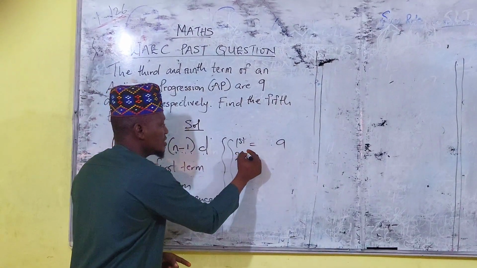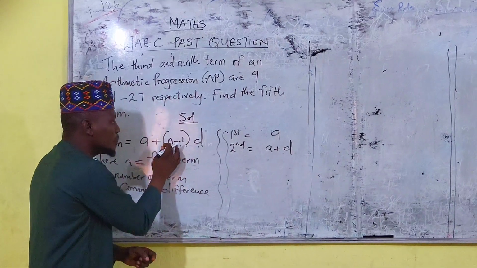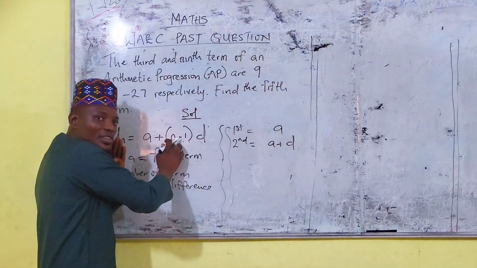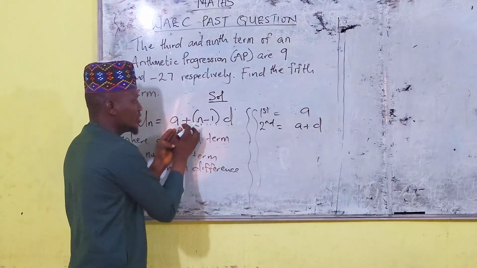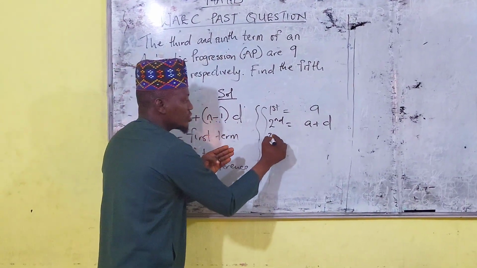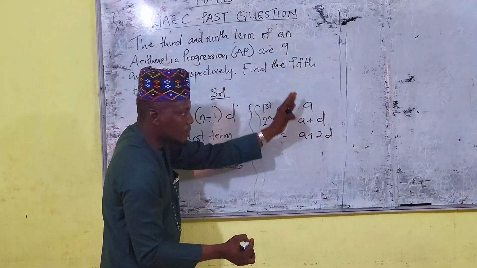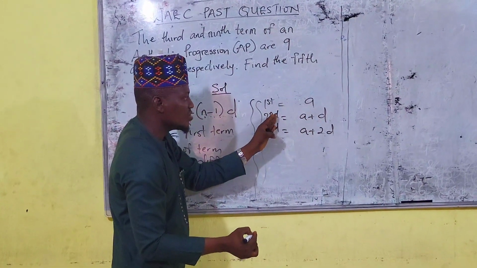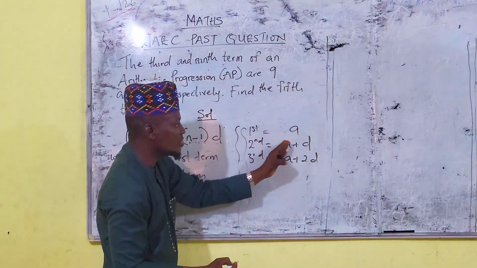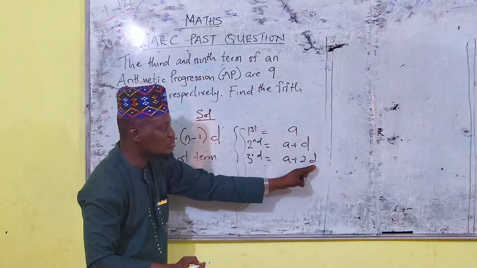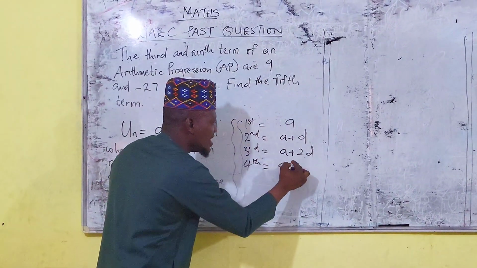So the second term will be a plus d. If you go with the third term, you put 3 as the number of terms. It will be 3 minus 1, giving us 2d. It will now be a plus 2d, which means our third term will be a plus 2d. Once you look at the pattern, the second one is a plus d, the third one is a plus 2d, the fourth one will be a plus 3d.